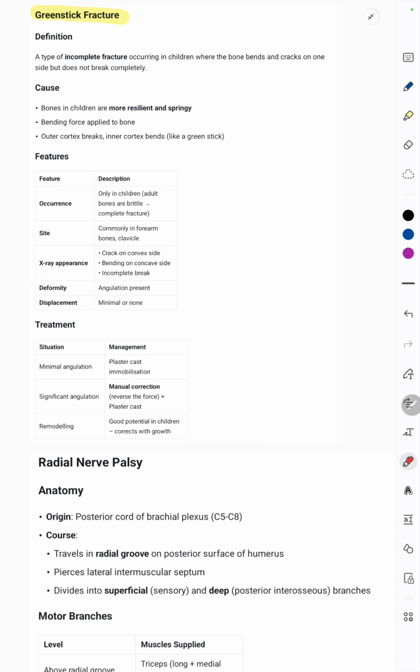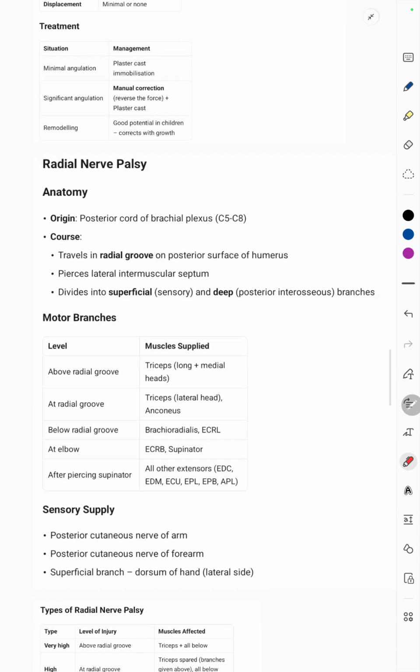Management for this is easy. That is, if there is a minimal angulation, then plaster cast or immobilization is done. If there is a significant angulation, then in that case, manual correction is needed. While the remodeling potential is good in children, so it corrects with growth.